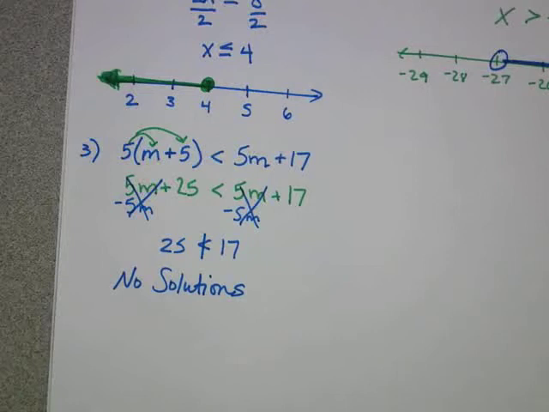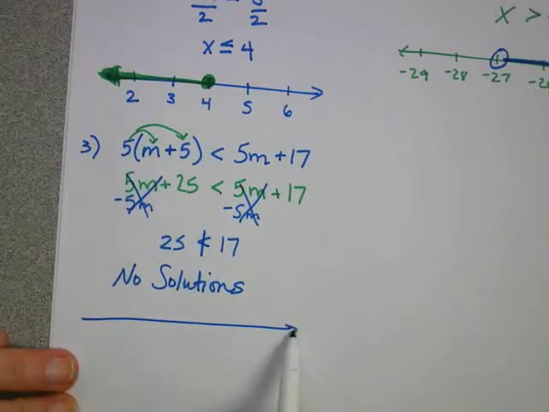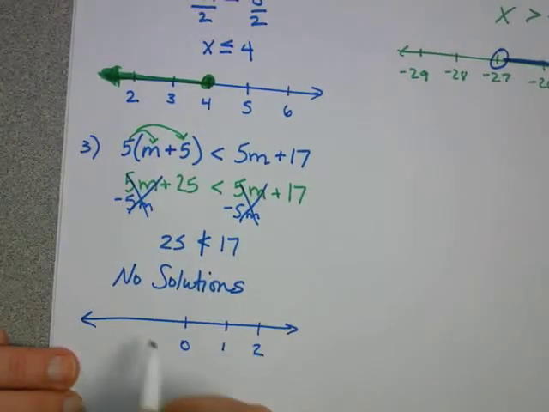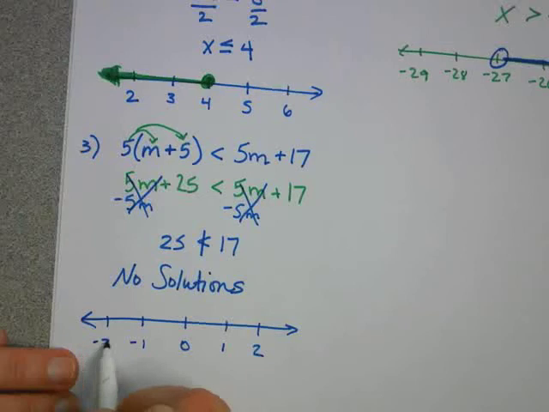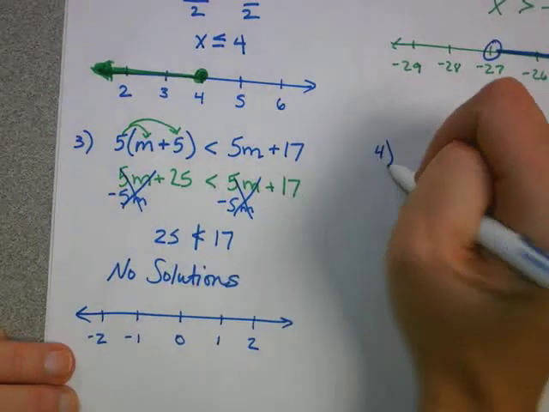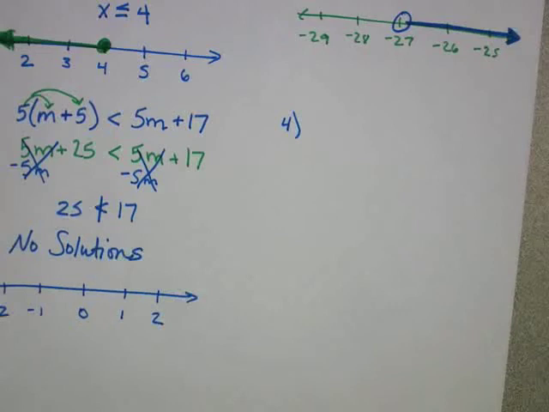And if you're like, well, how do I graph a no solutions problem? Well, you wouldn't really have a graph, but if you wanted to be technical, you would literally just have a number line with no shading on it at all. It would just look like that. All right, number 4 is a little different from that one as well, so we're going to do this one.